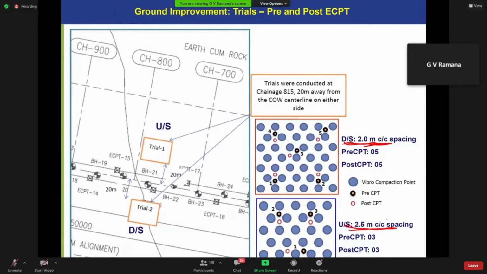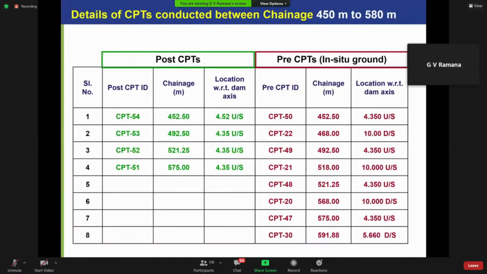We carried out pre-ECPT and post-ECPT, before and after, because when the government wants to pay the contractor, they ask, where is the improvement? These are some of the pre-ECPTs that we used for the in situ ground. After vibrocompaction, we carried out 4 post-ECPTs.